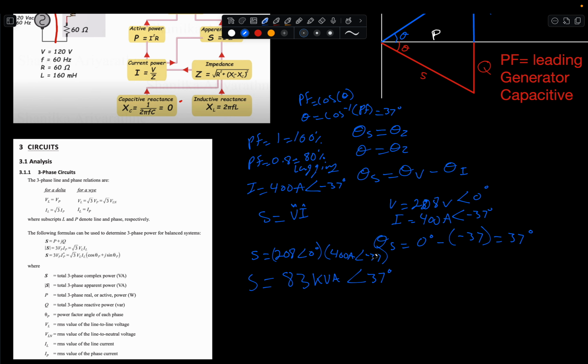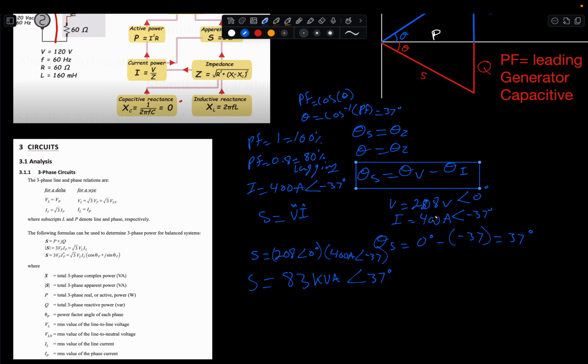Be careful with this. This is a very common mistake where people will take the voltage multiplied by the current and they'll keep this as a negative because it's lagging, which is true, but they forget to remind themselves that the true equation is this right here. So what's interesting is just know that if it is a lagging power factor, your S is going to have a positive degree. If it is a leading power factor, then it's going to be a negative.